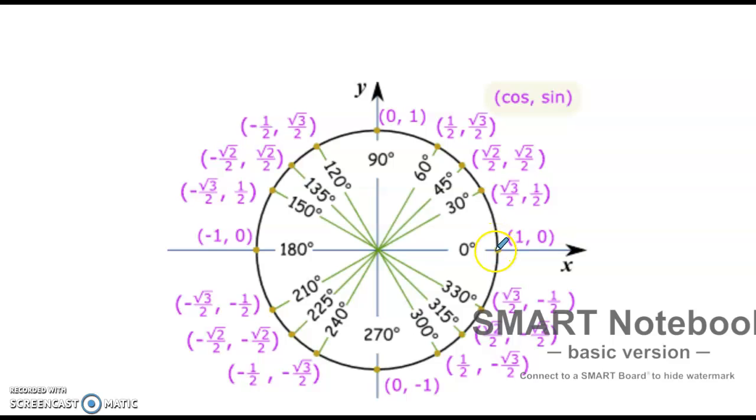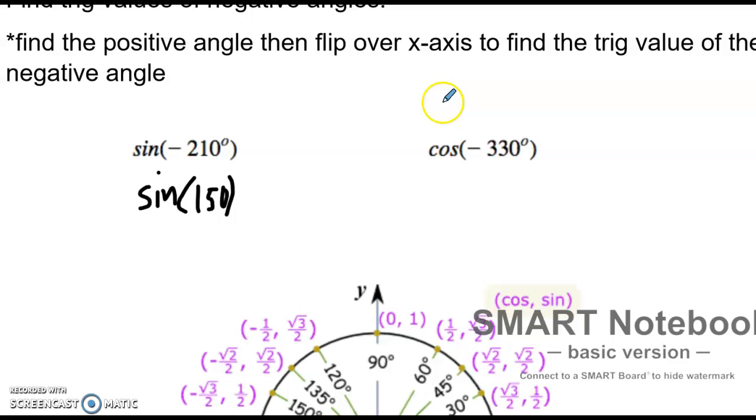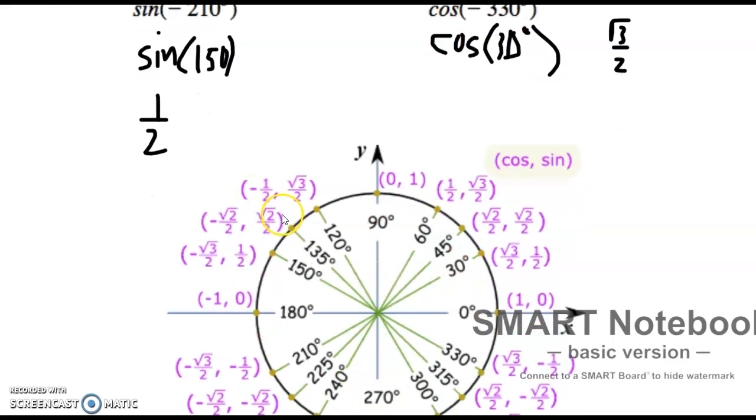So negative 210, if you look at the unit circle and start at the 0, which is the positive x-axis, and go around, you would end up here at negative 210, which is the same thing as positive 150. So finding the sine of positive 150 is the same thing as finding the sine of negative 210. There are two different ways you could think of it. You could think of the negative 210, which would be down here, flip it up to 150, or you could think, well, positive 210 would be here, so negative 210 would be up here. Either way, you end up at 150. The sine of 150 is the y value, so it is 1/2.